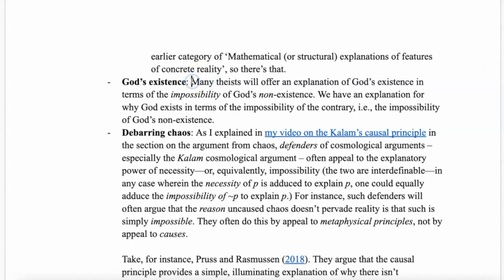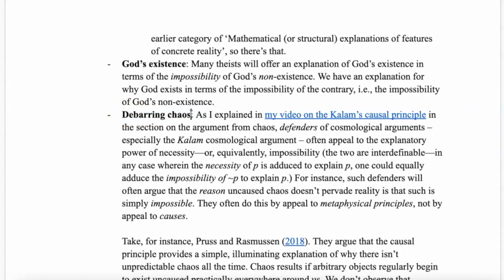Many theists will offer an explanation of God's existence in terms of the impossibility of God's non-existence, right? Why does God exist? Well, because he couldn't have failed to exist. He's a necessary being. We here have an explanation for why God exists in terms of the impossibility of the contrary, that is, the impossibility of God's non-existence, rather than in terms of a causal explanation. Theists don't want to say that something caused God, but many of them still want to say that God's existence has an explanation. So many theists themselves are committed to non-causal explanations.